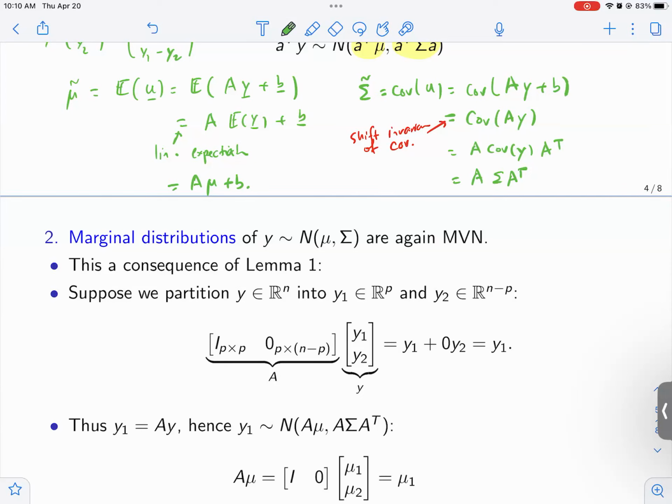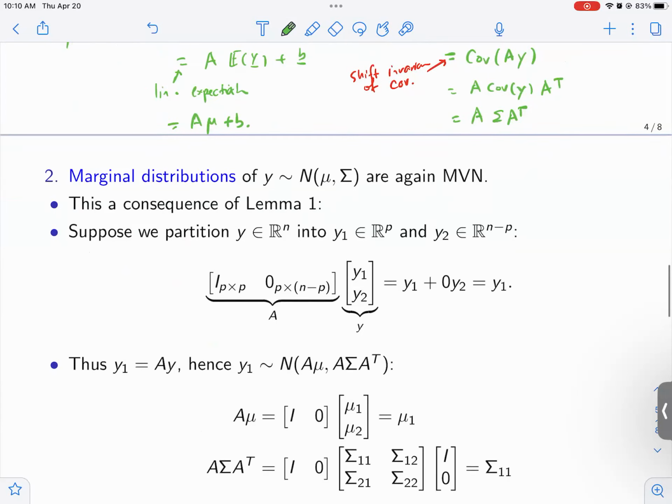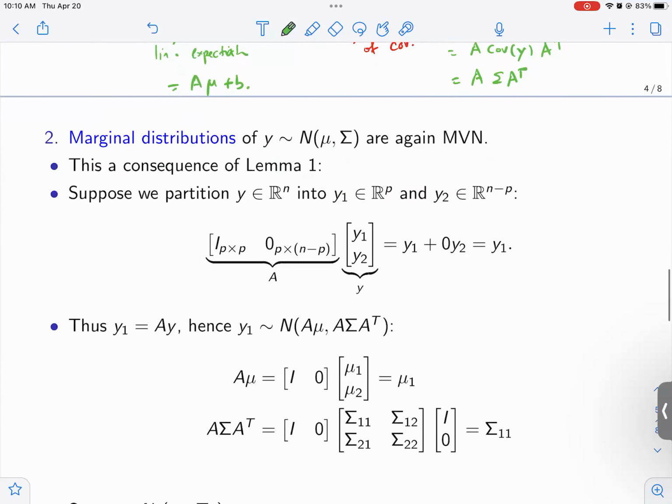Now, the second property is that marginal distributions of a multivariate Gaussian are again multivariate Gaussian. A marginal distribution is the distribution of a subvector of Y. In the extreme case, the distribution of individual coordinates. So if we have a multivariate Gaussian distribution, individual coordinates are going to be Gaussian.